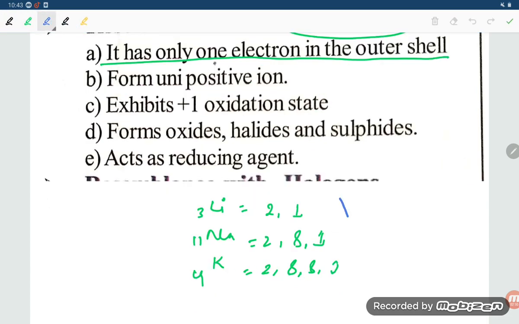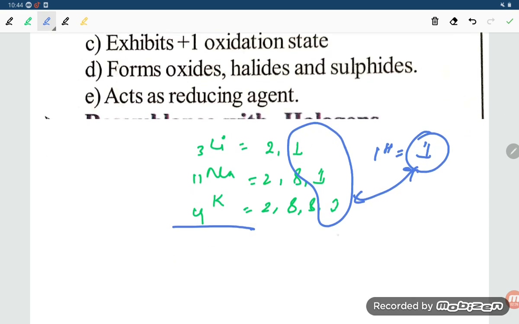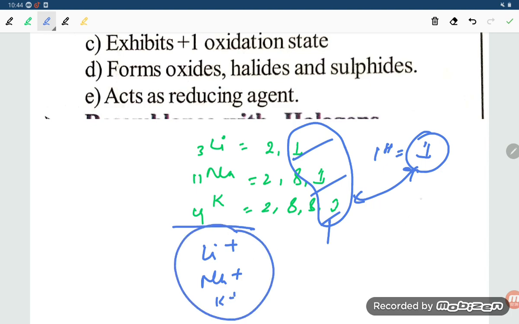Similarly, hydrogen has one electron, and its configuration is 1. So one electron is present in the valence shell of hydrogen along with the alkali metals. So it also resembles the alkali metals in properties. It forms a unipositive ion. Because of one electron, lithium exists as Li+ when one electron is removed, similarly Na+ or K+. Similarly, hydrogen also exists in the form of H+, a single unipositive ion.